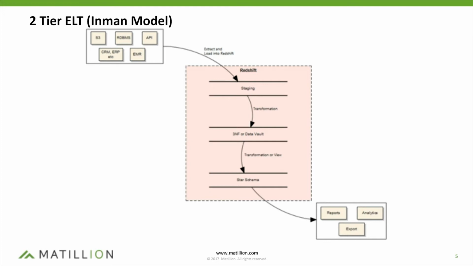And this is known as 3-tier or Inman model, as it was first defined by Bill Inman in the 1980s. The previous slide, as I mentioned previously, is referred to as the 2-tier model, and it's sometimes also referred to as the Kimball style architecture, as popularized by Ralph Kimball.